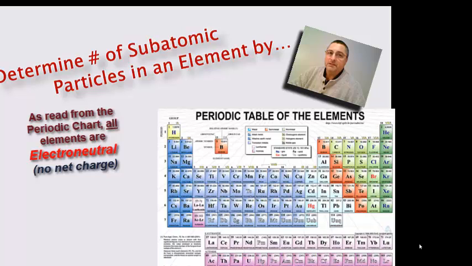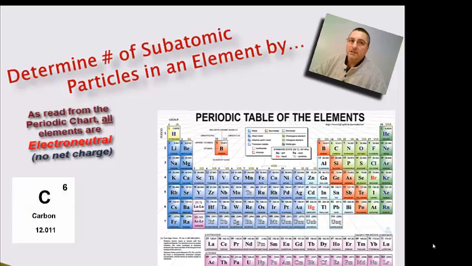Now, another neat thing to understand about the periodic chart is that, as read from the periodic chart, every element is electroneutral, has no net charge. Now, we just looked at the atom of carbon. It has 6 protons. We just discussed a moment ago, protons come with positive charge. For every proton I have 1 positive charge. So that means I have 6 positive charges in every atom. Yet every atom of carbon, as read from the periodic chart, is electroneutral.